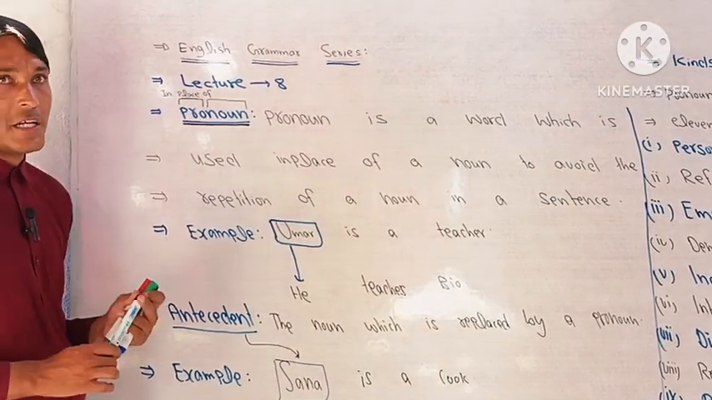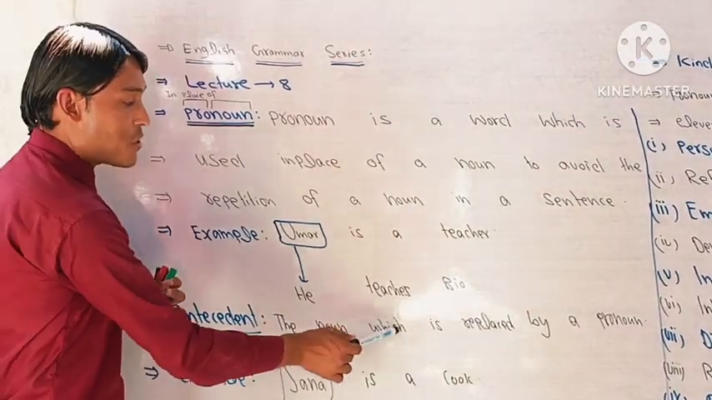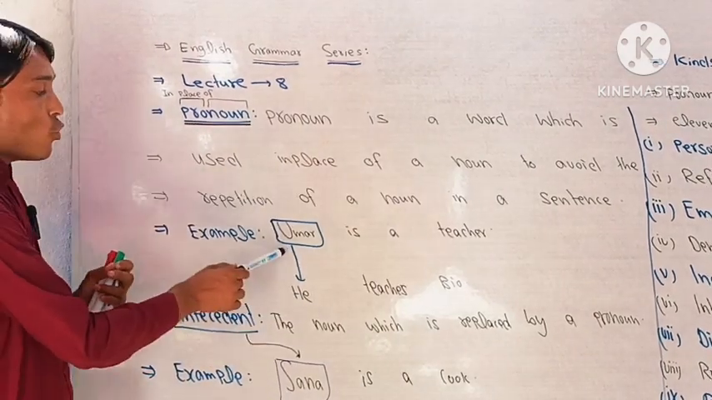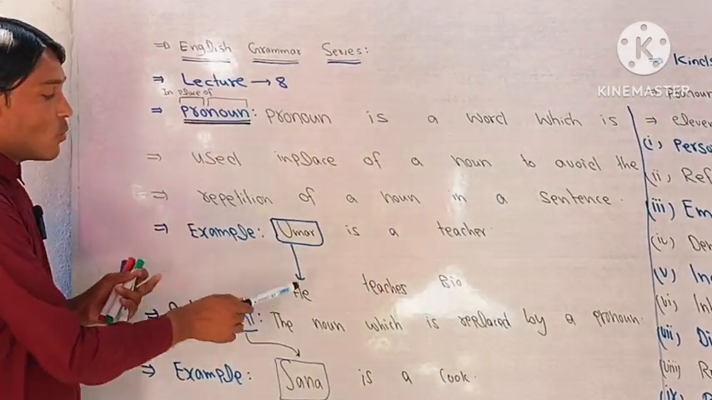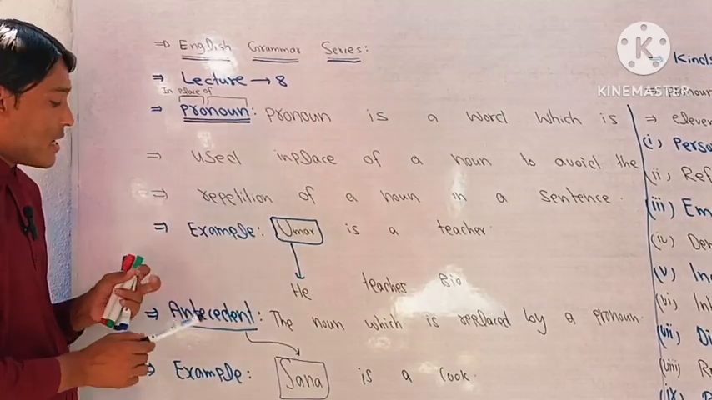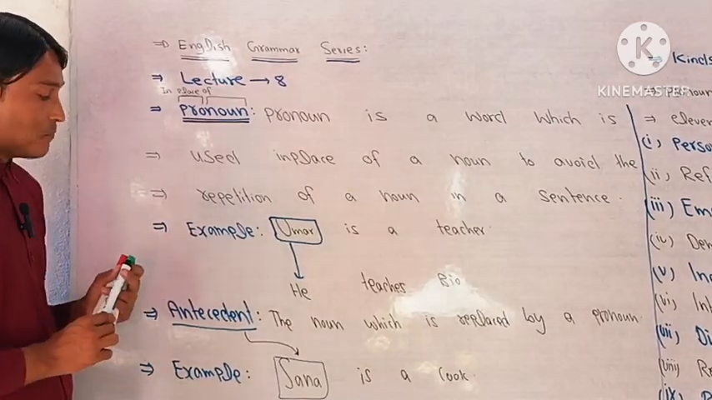antecedent. What is antecedent? The noun which is replaced by a pronoun is called antecedent. Here, Omar is a noun which is replaced by the pronoun he. So he is a pronoun. Omar is what? Omar is antecedent.